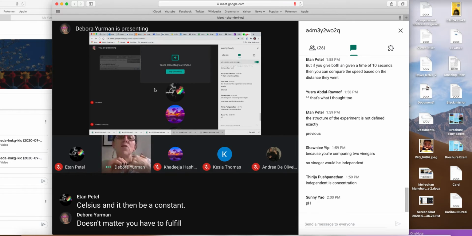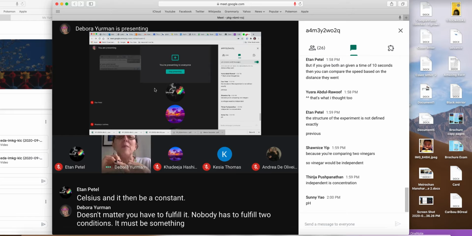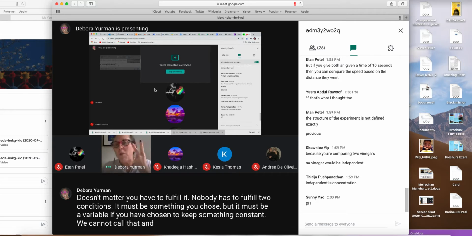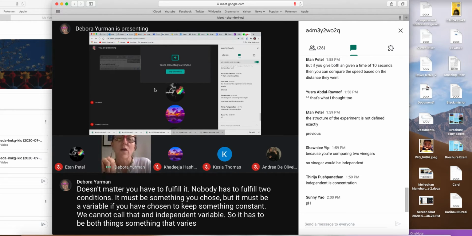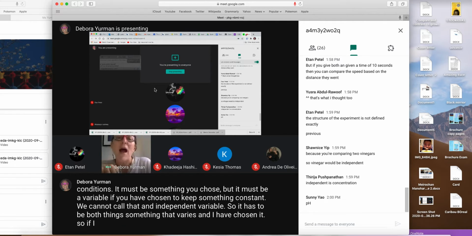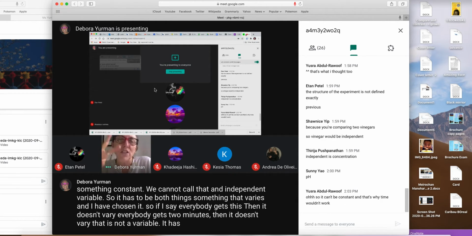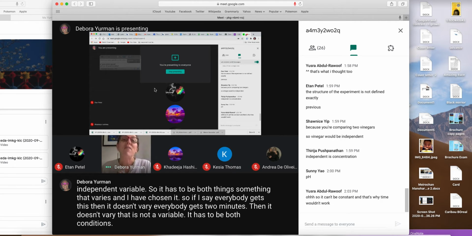It must be something you chose, but it must be a variable. If you have chosen to keep something constant, we cannot call that an independent variable. So it has to be both things, something that varies and I have chosen it. If I say everybody gets 2 minutes, then it doesn't vary, then it's not a variable. It has to be both conditions. I chose it and it varies.